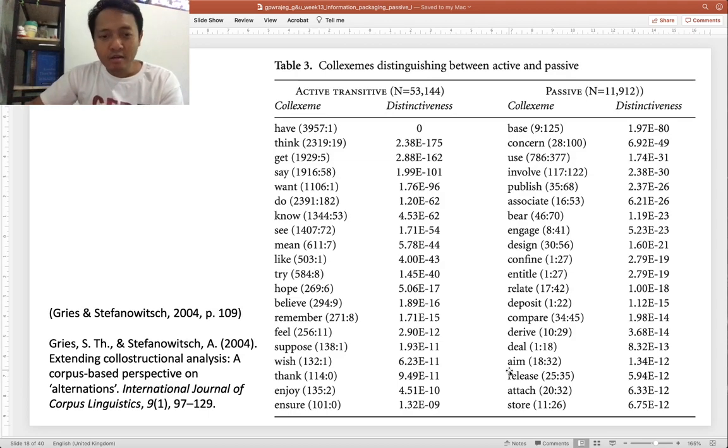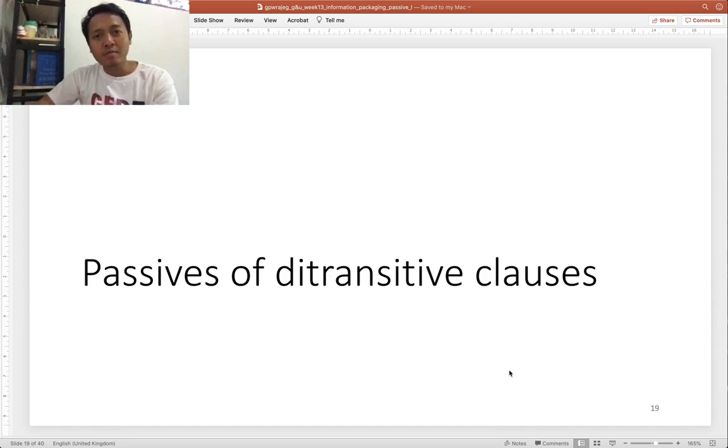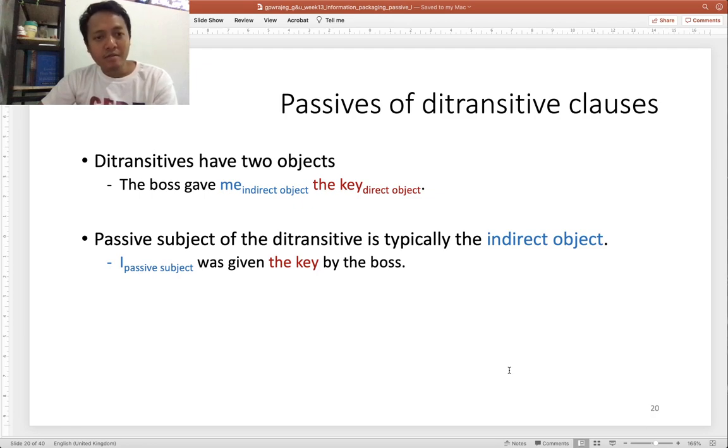Right. Next, how would you express the passive in ditransitive clauses? Ditransitives have two objects, indirect and direct objects, such as the boss gave me the key. The key is the direct object, and me, the recipient, is the indirect object. The passive subject of this kind of ditransitive is typically the indirect object. So you have I was given the key by the boss. The indirect object typically fills the subject of the passive.